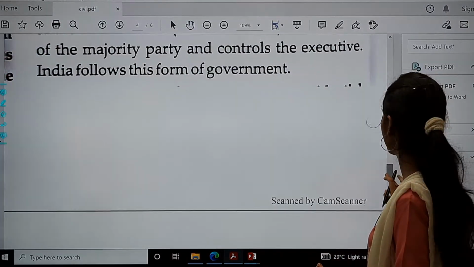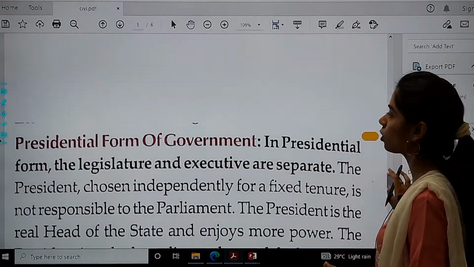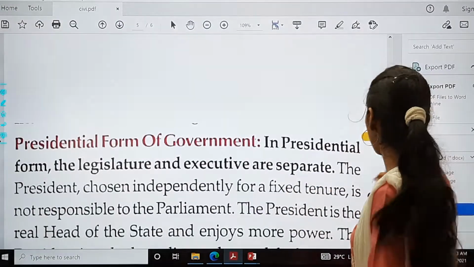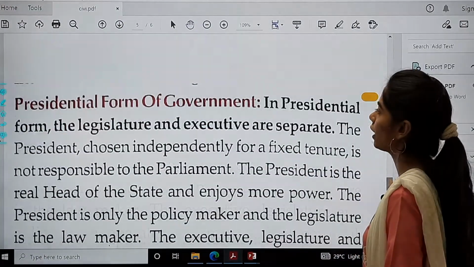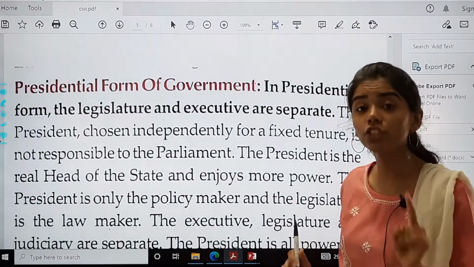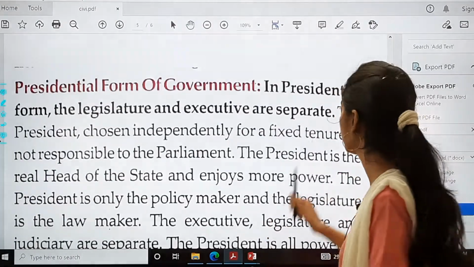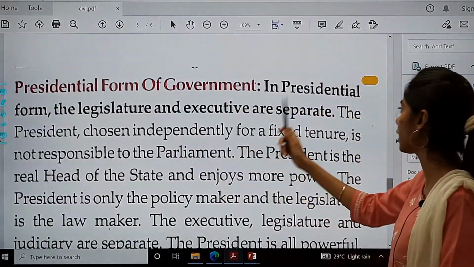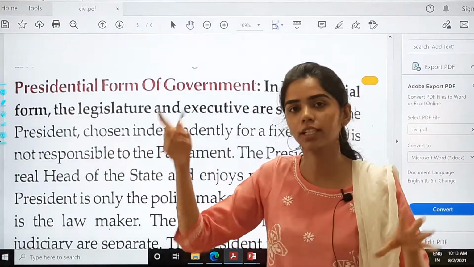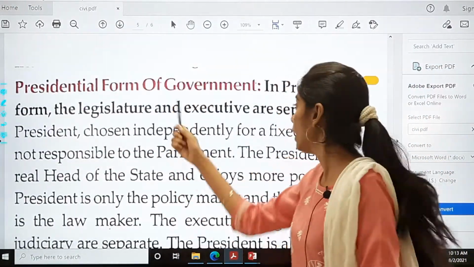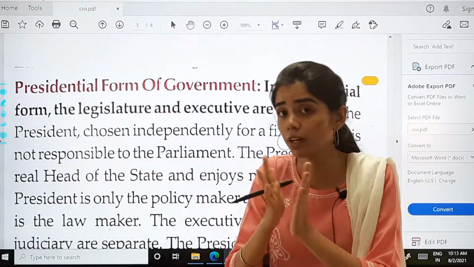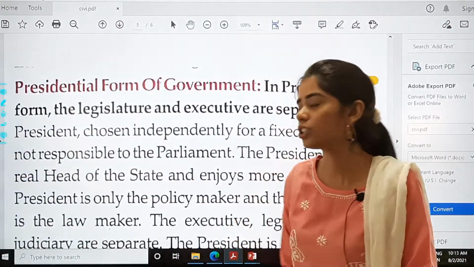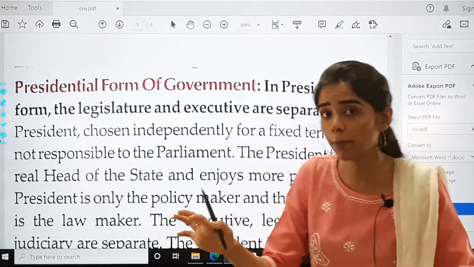Is it clear, children? So, India follows what? Parliamentary form of government. Now, the next one is presidential forms of government. In presidential form, the legislature and the executive are separate. Parliamentary form में legislature and executive were joint. They were like a branch. But in this, they are separate.